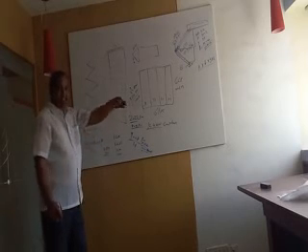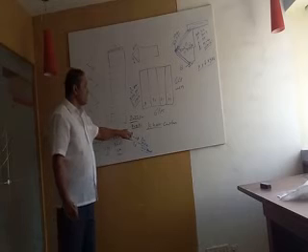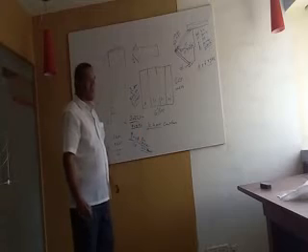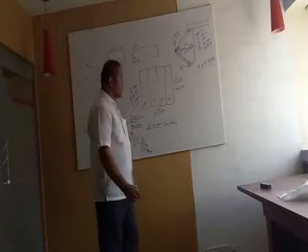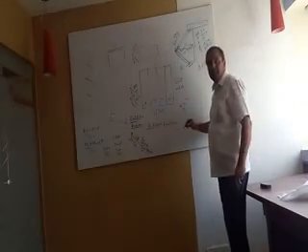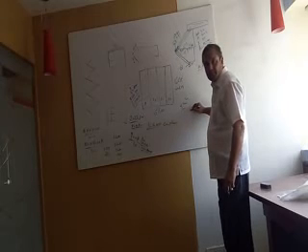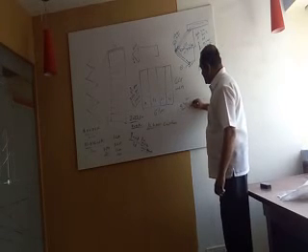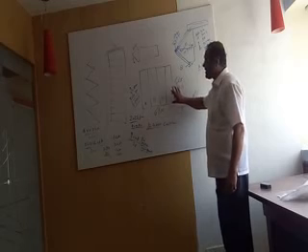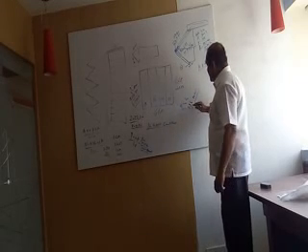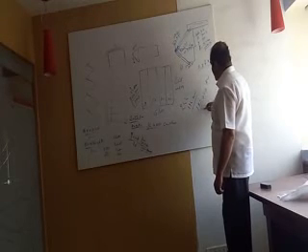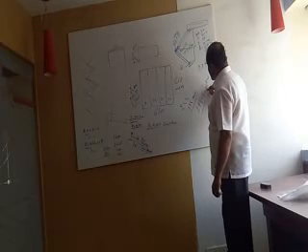Suppose you are running 24 hours. So 8,091 into 24 is the amount of energy generated in one day. In 24 hours, how much energy is generated? 194 megawatts is generated in this particular area every day. 194 megawatts means 194,000 kilowatts of energy is generated per day.